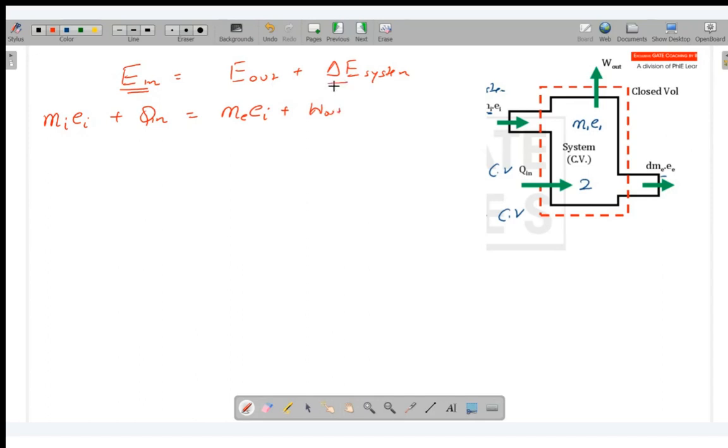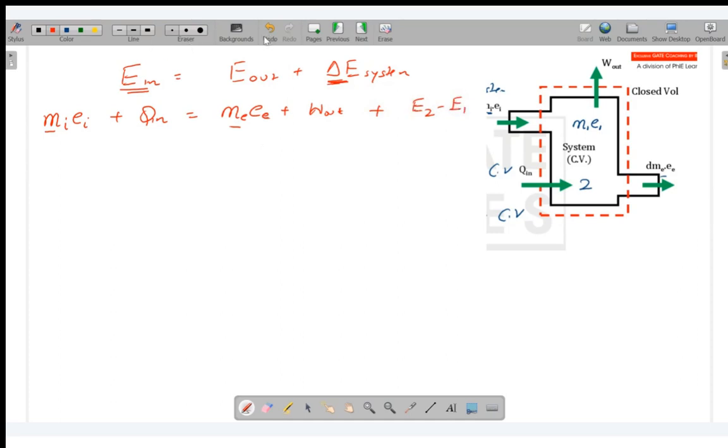But there is an extra term here, energy of storage or energy of the system. Work output, so this much we have seen. But there the mass in and mass out were the same, so this term was zero. Here it is not the same, so some mass will be changing, and some energy of the system will be changing. It will be equal to the final energy inside the system minus the initial energy.